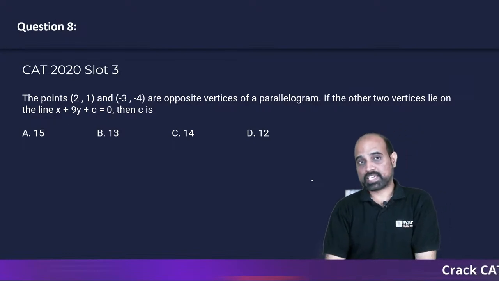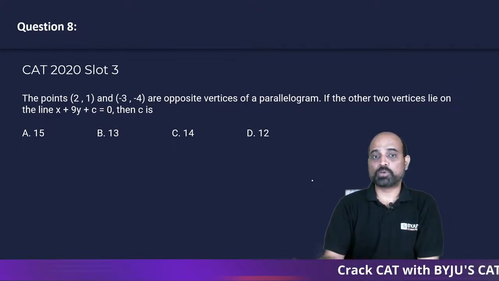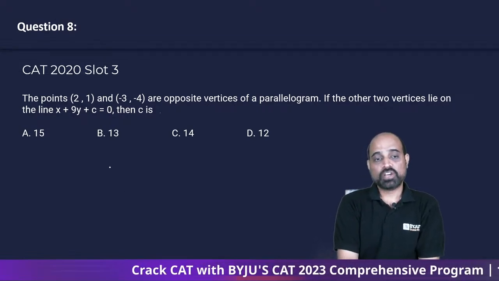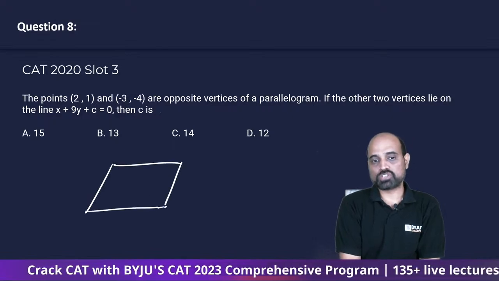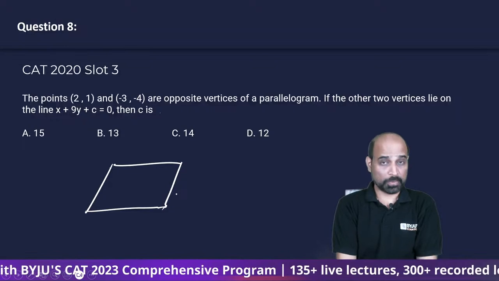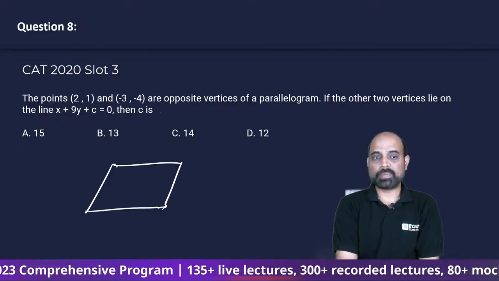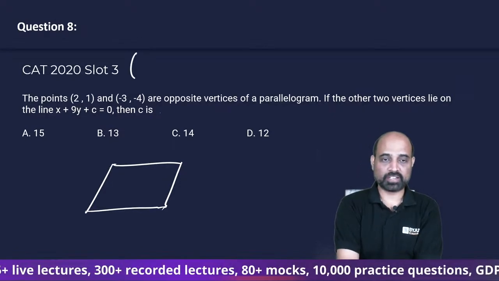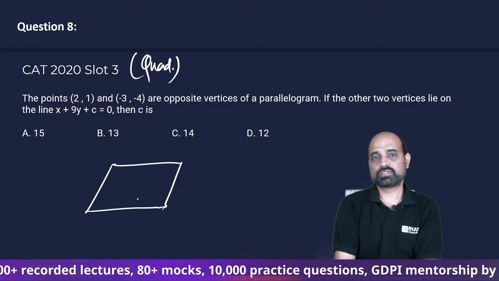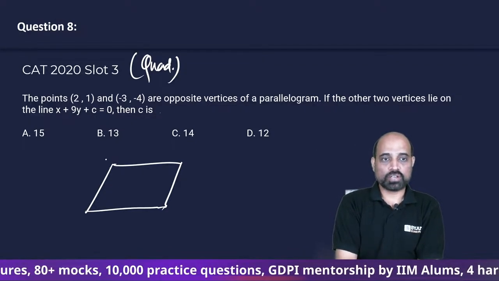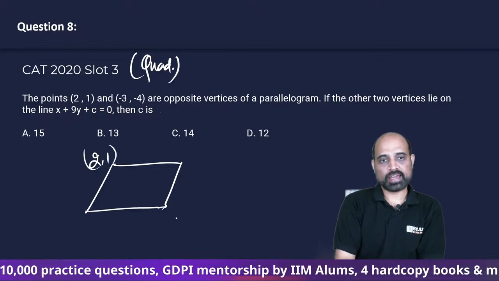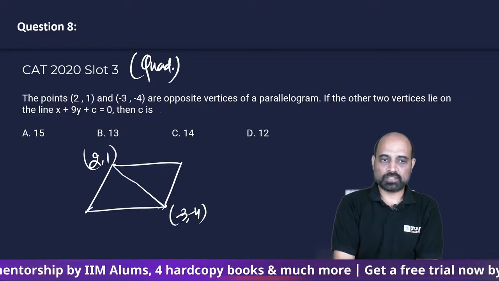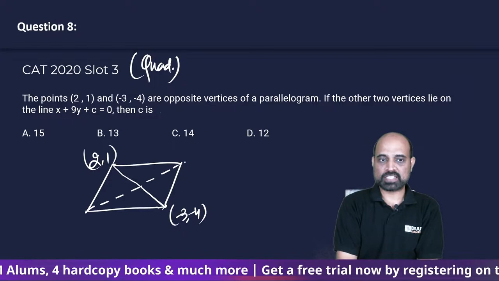Slot 3 question, CAT 2020 itself. The points are opposite vertices of a parallelogram. If the other two vertices lie on this line, then C is equal to. So, of course, we are going to use the concept of geometry, quadrilaterals. पर उसके बाद ना हम common sense लगाने वाले. We are going to use concept of averages, which is arithmetic. So, this is quadrilaterals का question. पर हम arithmetic लगाएंगे. So, opposite points are 2, 1 and -3, -4. This is going to give us a diagonal. The other diagonal will meet this and this is going to be the midpoint.